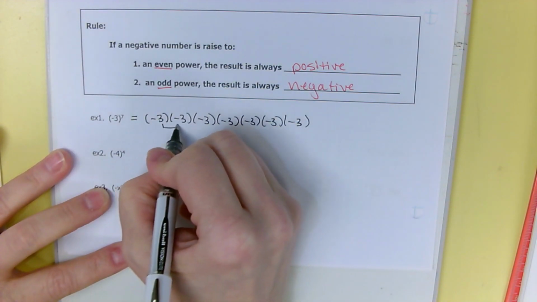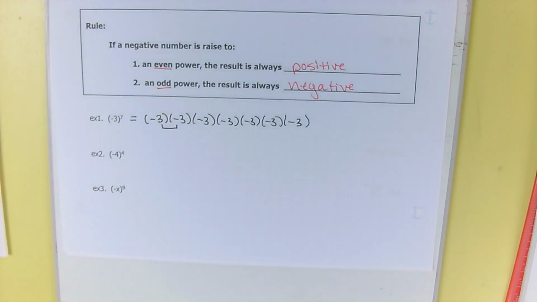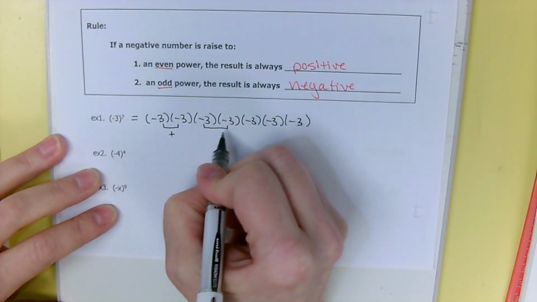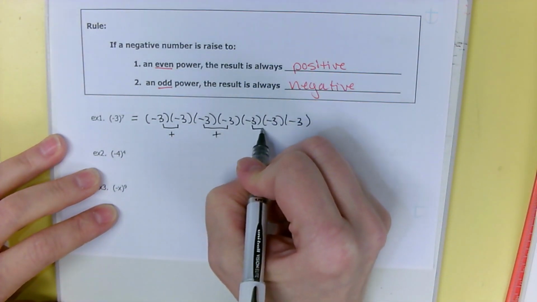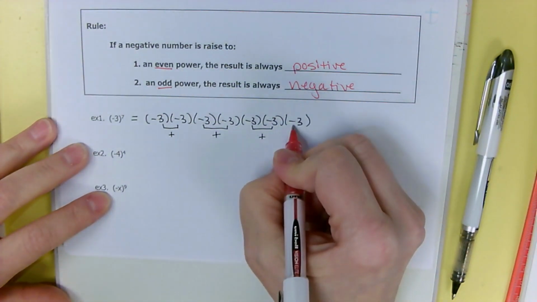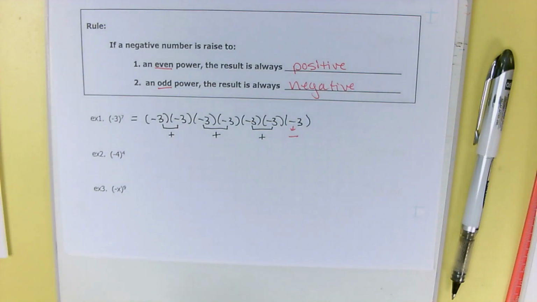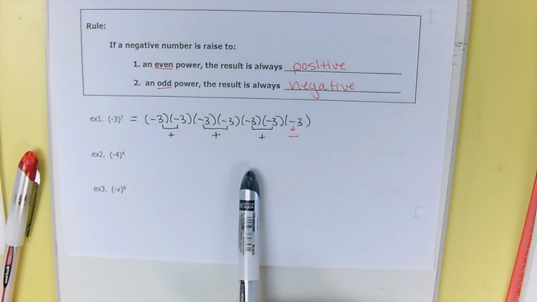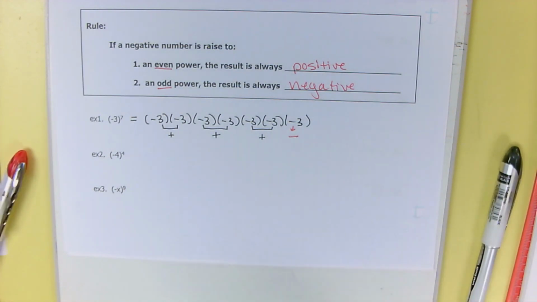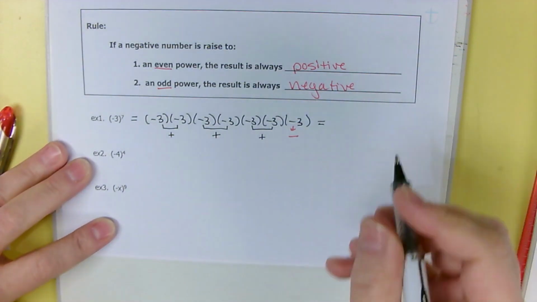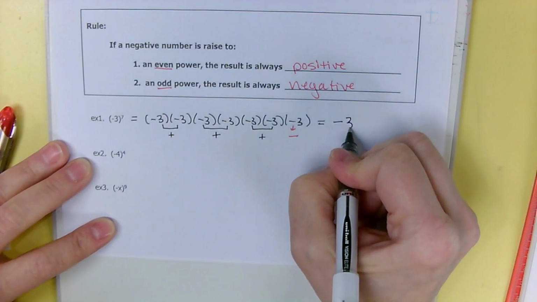For every 2 negatives, a negative times a negative is a positive. So for those 2, I get a positive. For those 2, I get a positive. For those 2, I get a positive. And then I've got this last one here that gives me a negative. A positive times a positive times a positive is a positive, but a positive times a negative is a negative. So that one lonely negative makes my number negative.